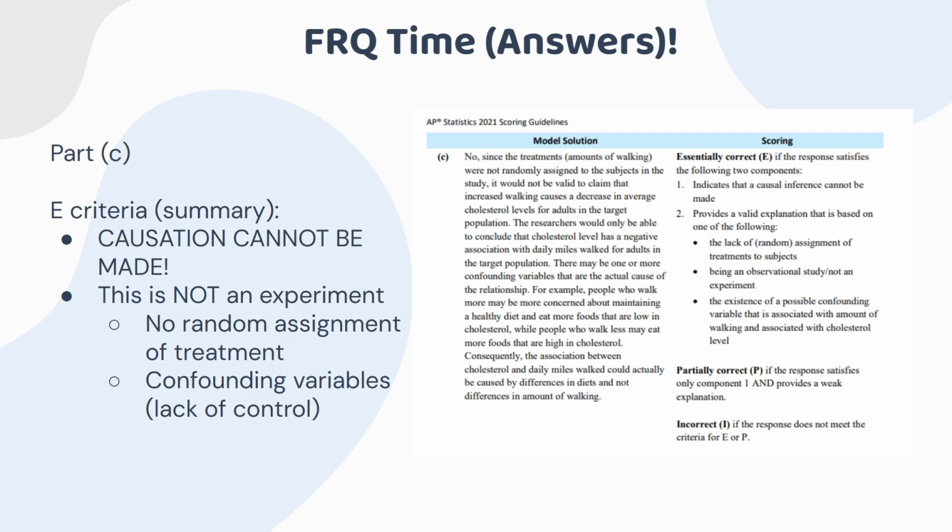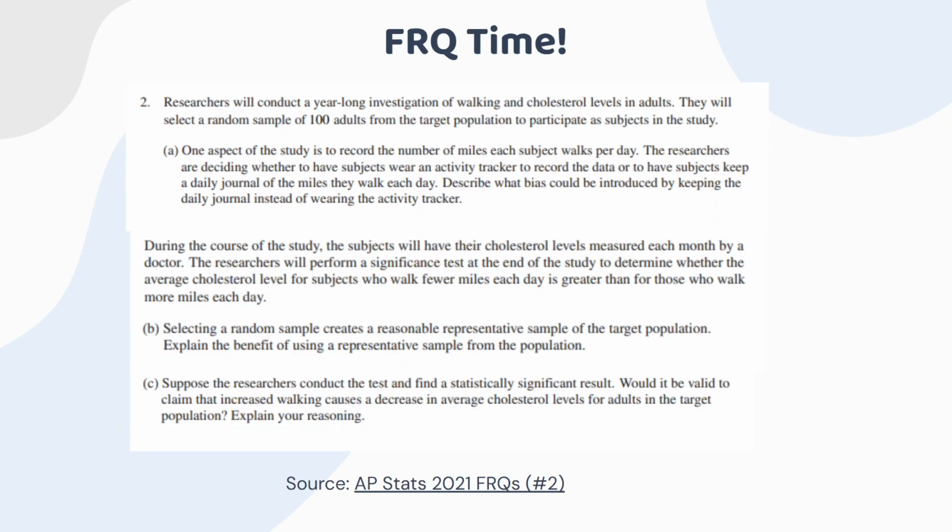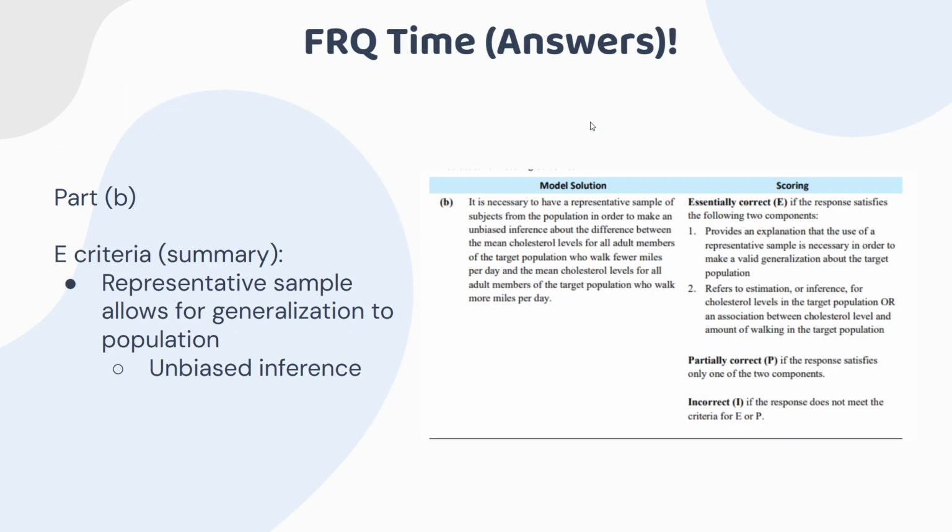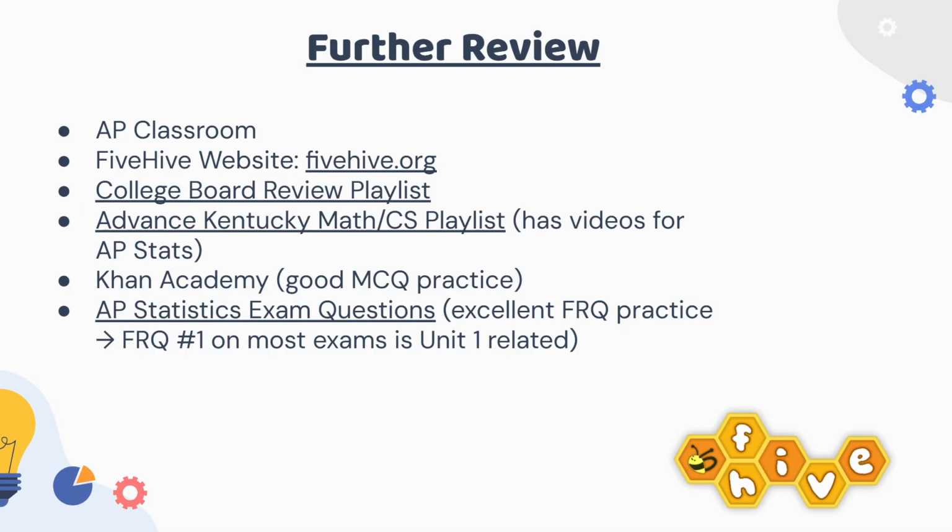And because it's not an experiment, there are confounding variables. That means there's a lack of control of them, and that means you don't know if the independent variable actually caused the dependent variable. So if you go back here, to the research of walking and cholesterol levels in adults, you can't make a proper inference, right?